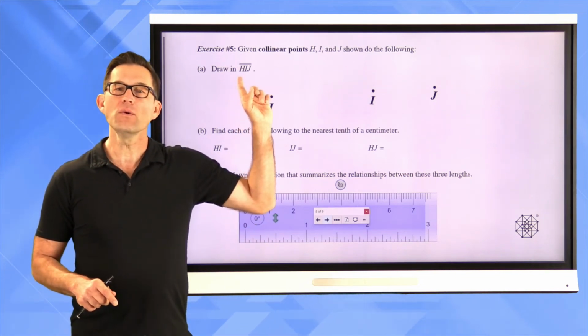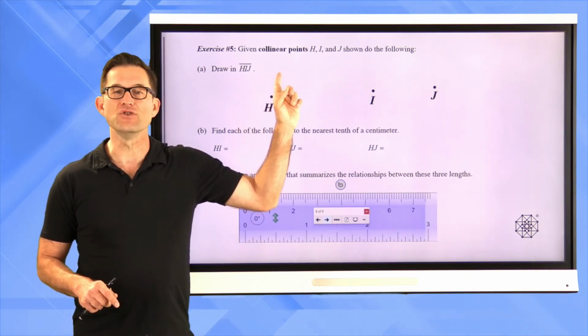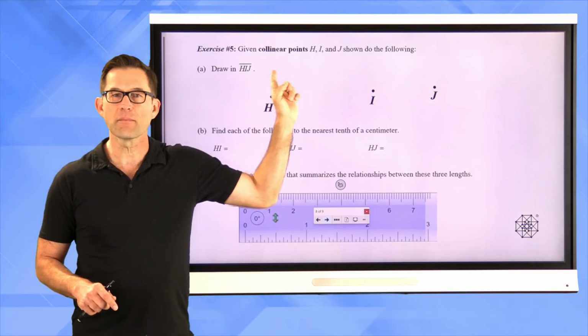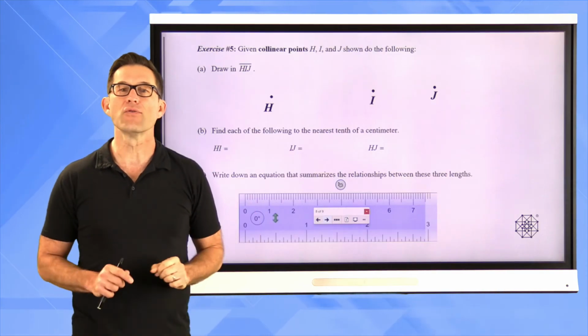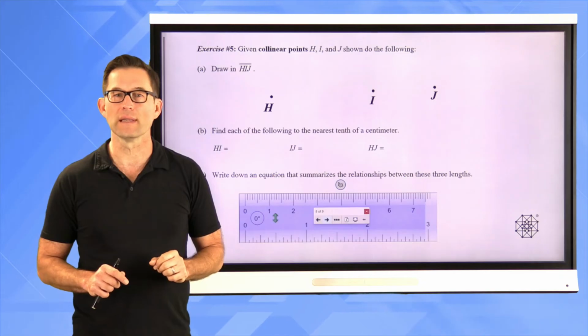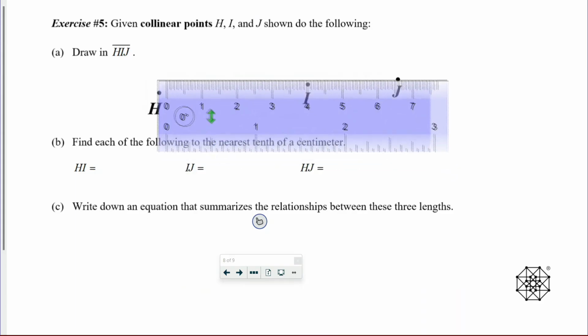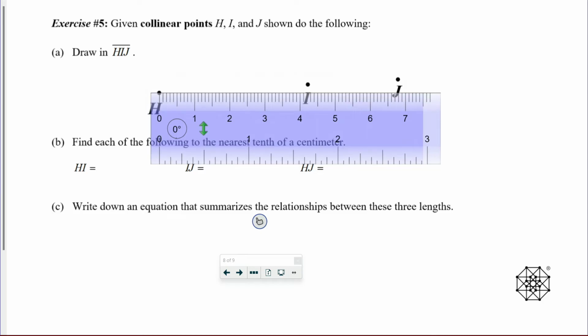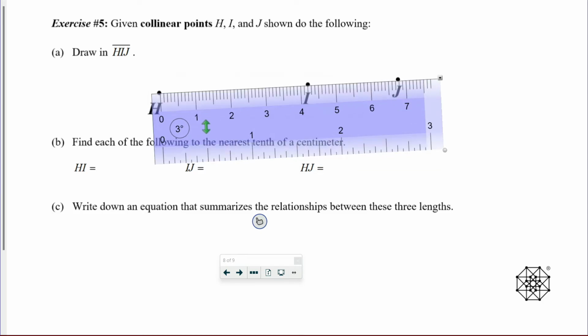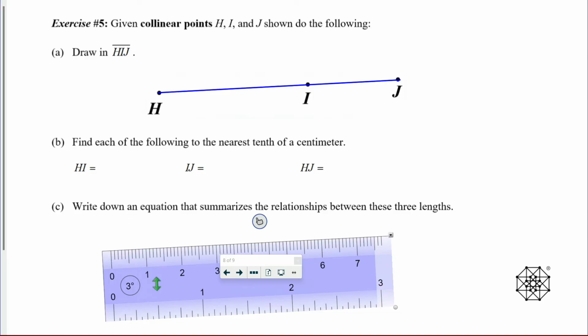But when you see something like this, HIJ, all with a segment line above it, that means that those 3 points are collinear, right? And it's easy enough to draw that in. All I have to do is come over here, just rotate my straight edge up, draw in that segment, and done. All right.